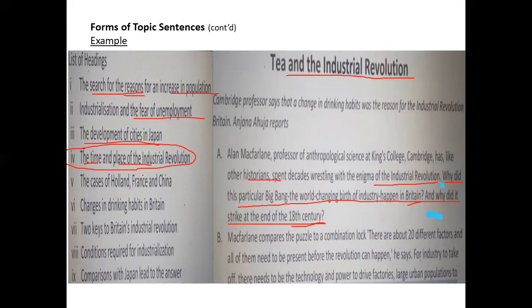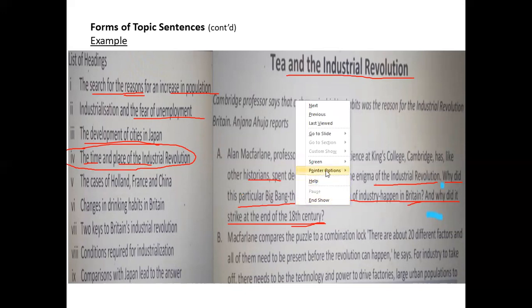Two keys to Britain's industrial revolution, no. Condition required for industrialization, no. Comparison with Japan, no. So this leaves us with Roman numeral 4 as the answer, the time and place of the industrial revolution. But the writer has used a question form: Why did this particular Big Bang, the world-changing birth of industry, happen in Britain?